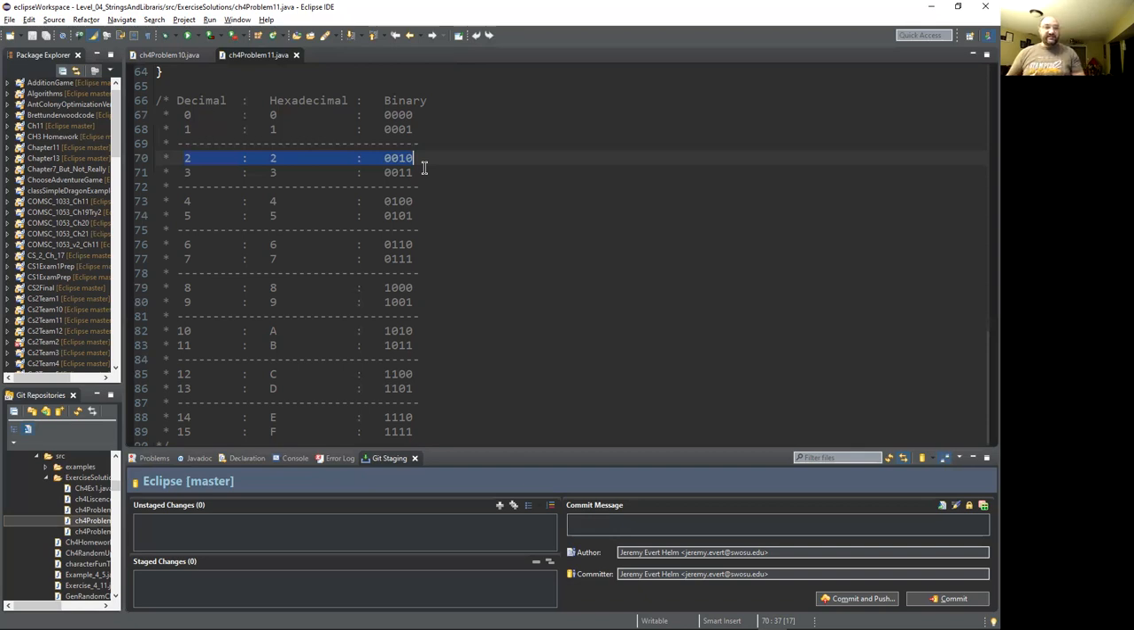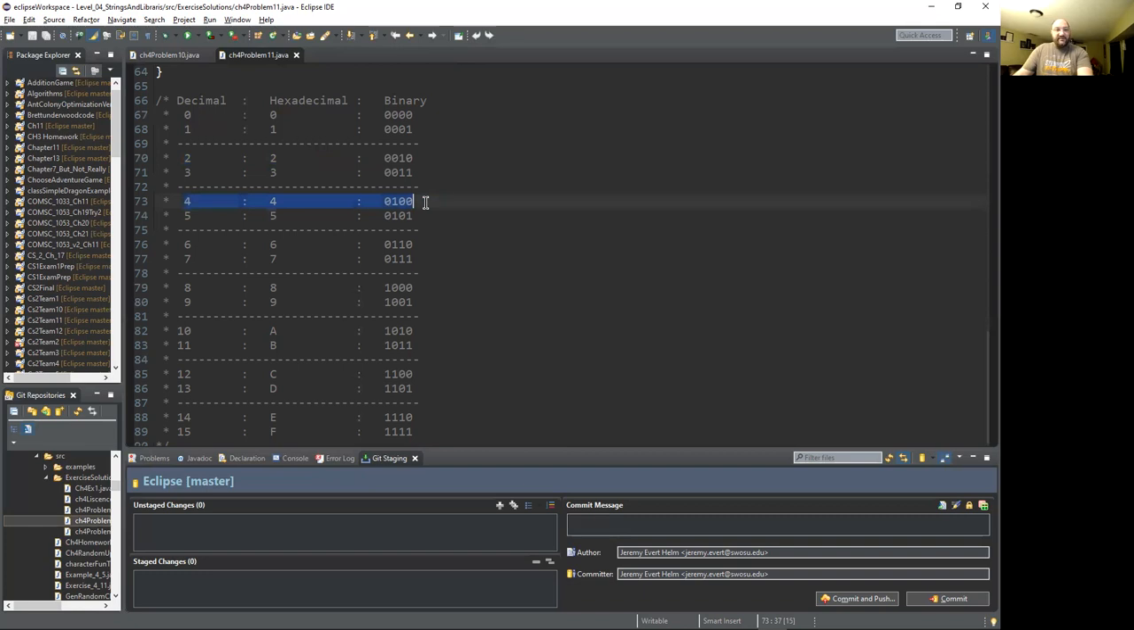Moving down to line 71, we've got 3. And so let's make sure that this makes sense. We've got 1 times 2 to the 1, which is going to give us 2. And then we've also got 1 times 2 to the 0. 2 to the 0 is 1. 1 times 1 is 1. 2 plus 1 gives us 3. Okay, moving on. Now we've got 4.